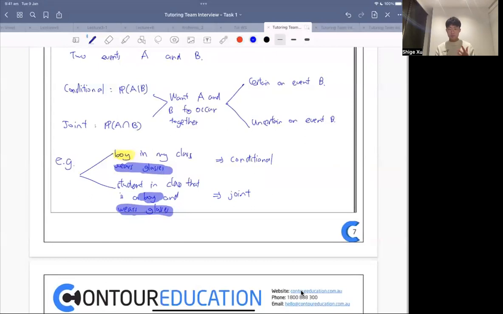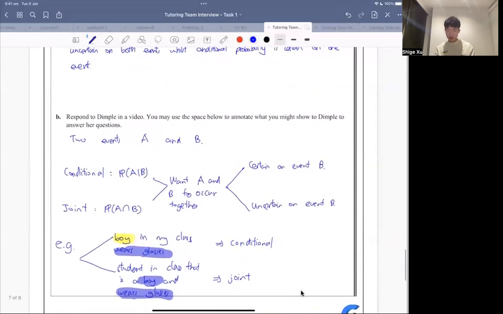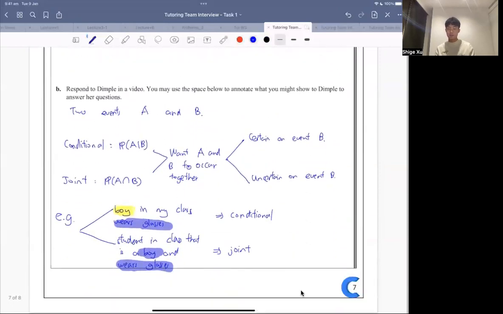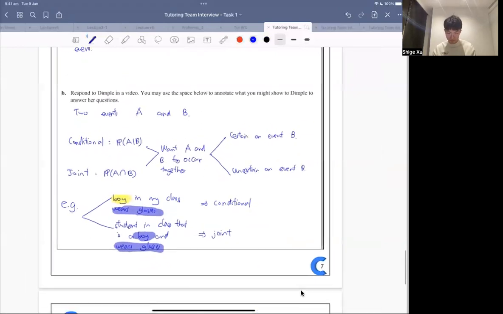So conditional means one event is certain. Joint probability means both events are uncertain. So you use conditional probability whenever you are given that one event is certain, and you want the probability that both events happen. All right.